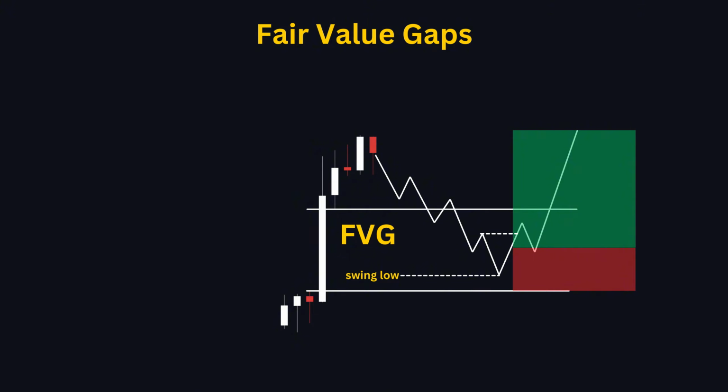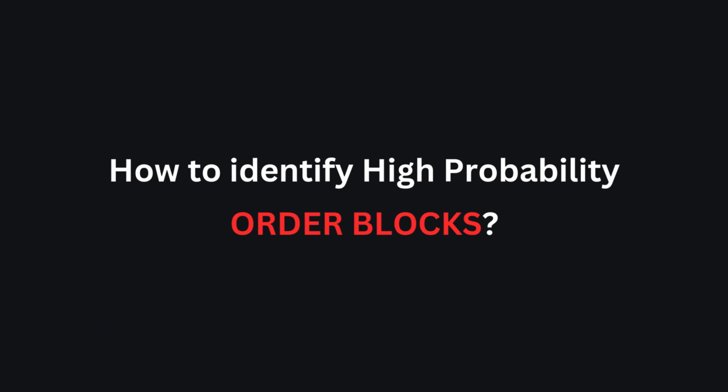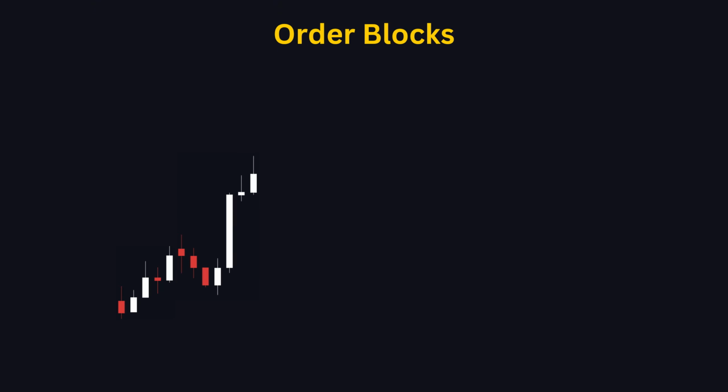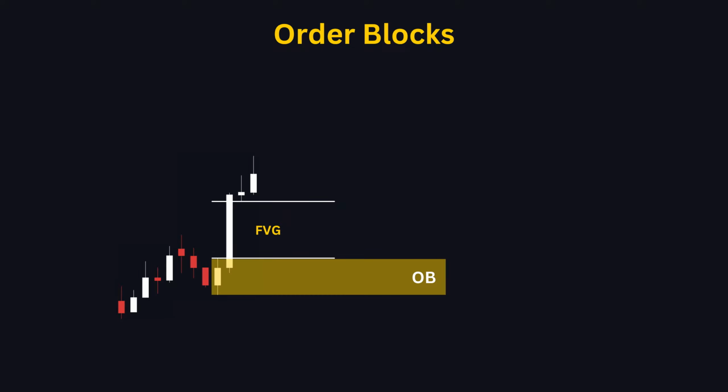Now let's discuss the order blocks. So the first question is, how to identify high-probability order blocks? After the formation of a fair value gap, we mark the last candle of that impulse move as our order block, as we believe that the decisions by the big players were made during this candle. And like the fair value gaps, when price comes back to these order block areas, there's a high chance for the price to reverse and give us a great opportunity to go long.